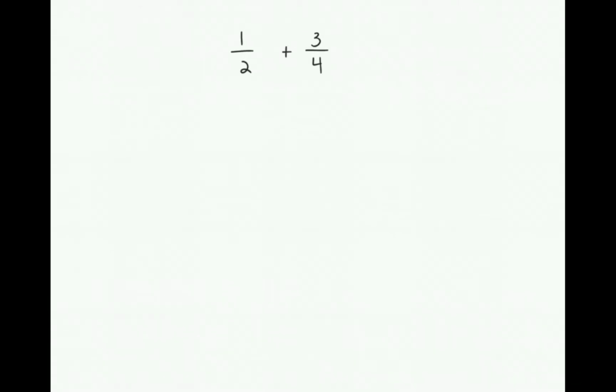So our first problem is 1/2 plus 3/4. I can see I don't have a common denominator. Let's find the least common multiple between my denominators of 2 and 4.